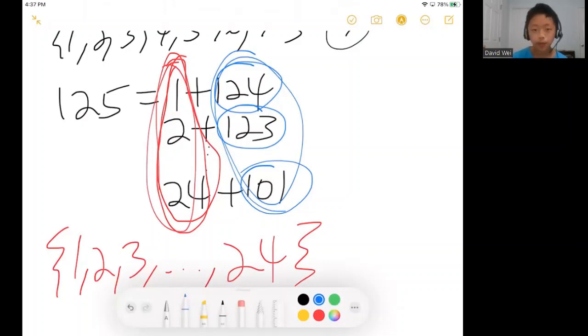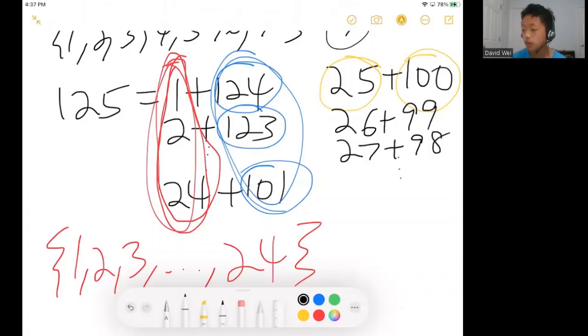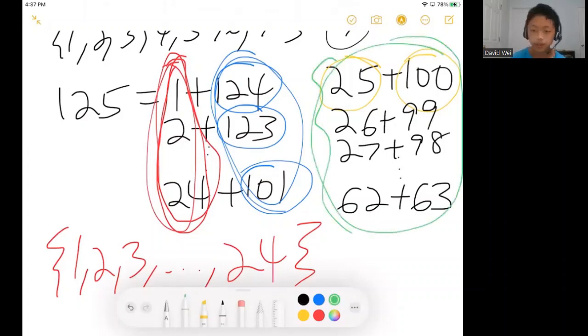But we have to be careful when we go on to the next pair, which is 25 plus 100, because now both of these numbers are in the range from 1 to 100. You can continue this: 26 plus 99, 27 plus 98, and so on, until the closest pair you can get is 62 plus 63. The reason these green circle pairs are different is that both numbers in the pairs are in the range from 1 to 100, which means there are now some restrictions.